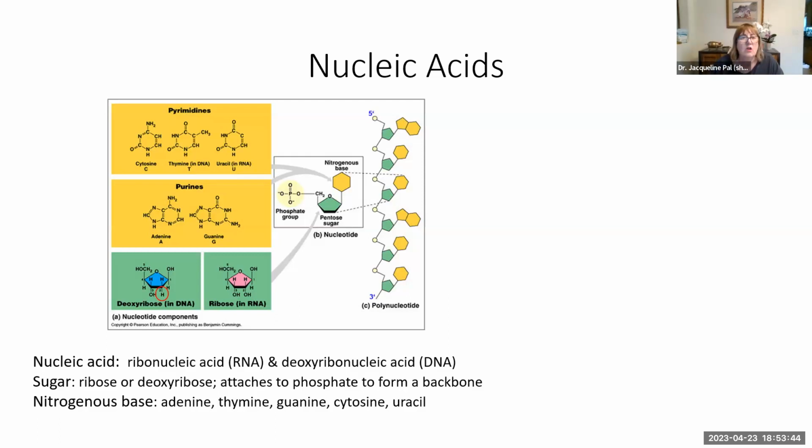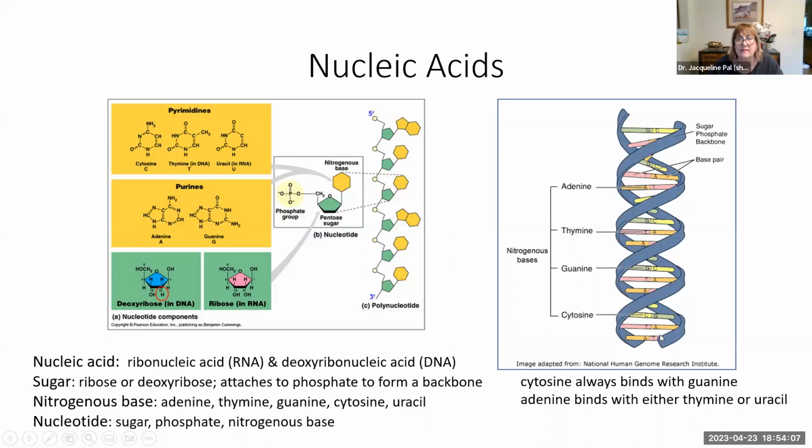So we know how it looks. We form something called a nucleotide. And a nucleotide is the sugar, the phosphate, and the nitrogenous base. So this is a nucleotide right there. This is a different nucleotide. This is a different nucleotide up there. And we put them together to make nucleic acids.